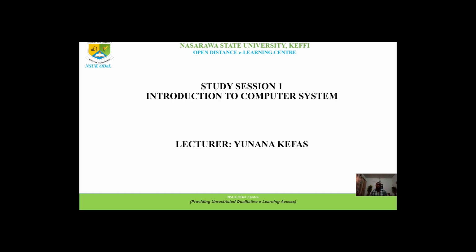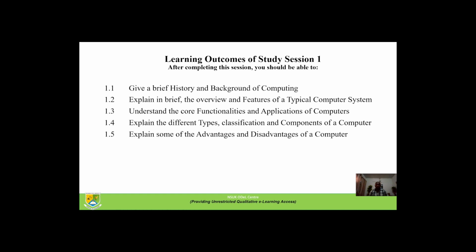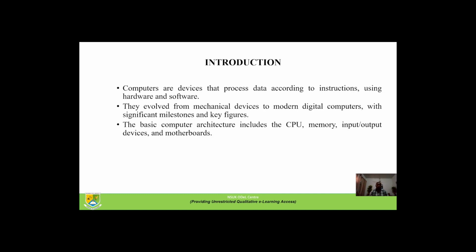So for today, we are going to begin the class with study session 1 titled Introduction to Computer System. The learning outcomes of this study session include a brief history and background of computing, and an explanation in brief of the overview and features of a typical computer system. You should be able to understand the core functionalities and applications of computers, explain the different types, classification, and components of a computer, and explain some of the advantages and disadvantages of computers.